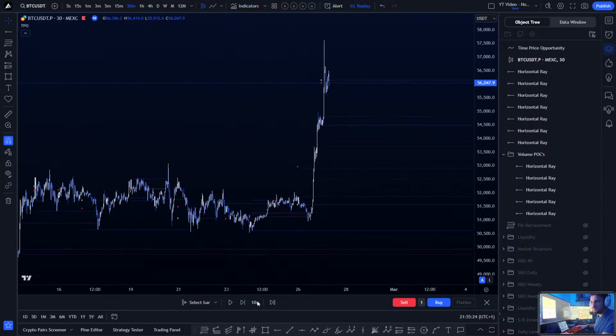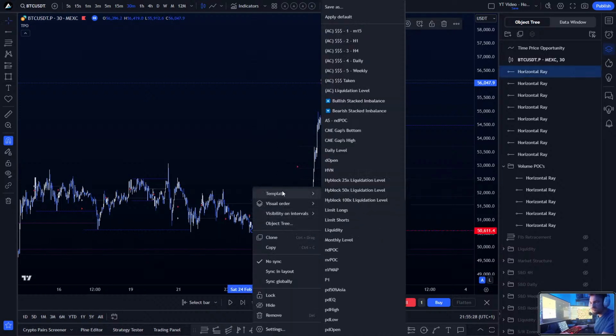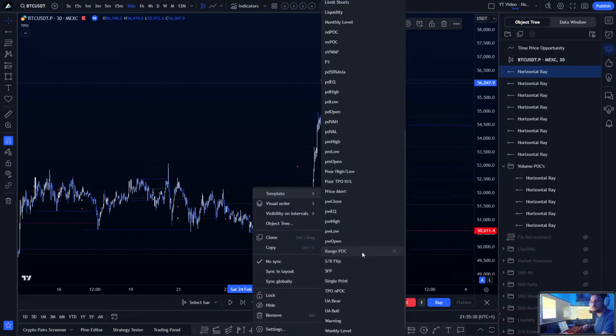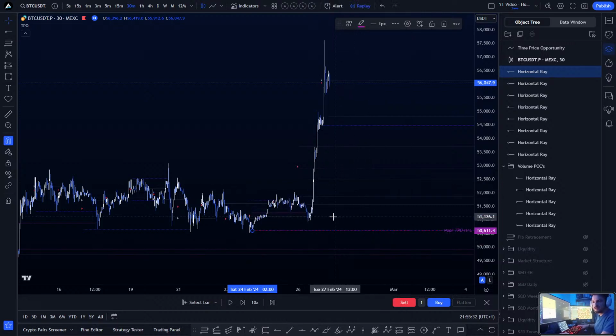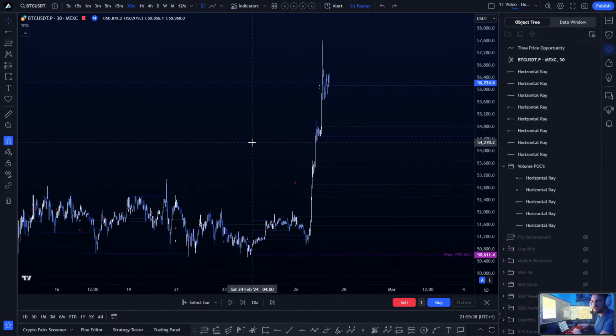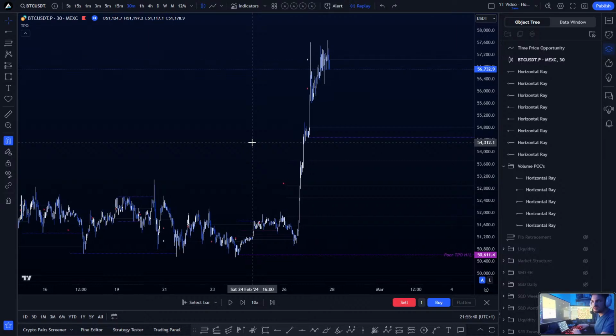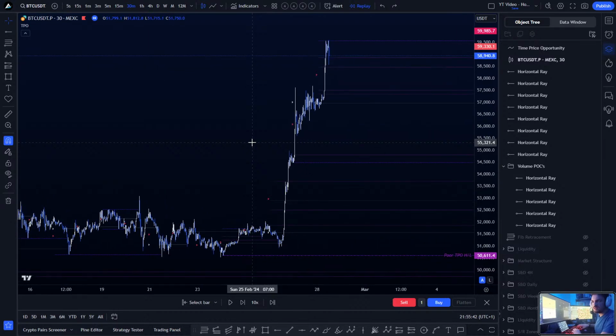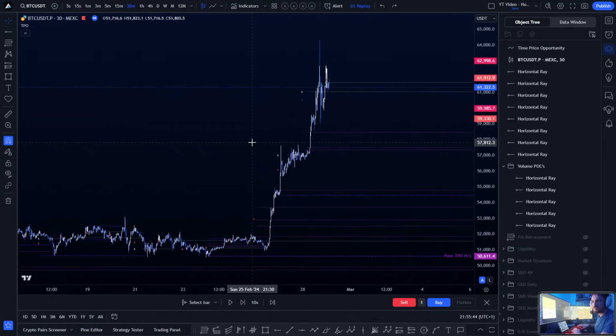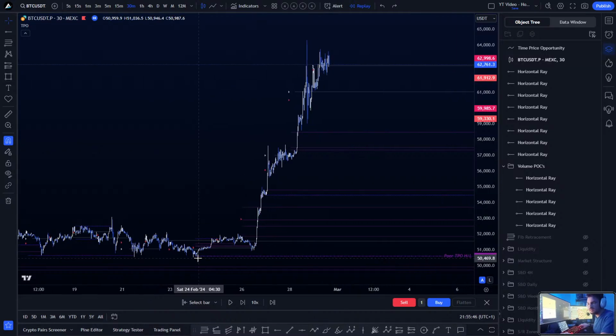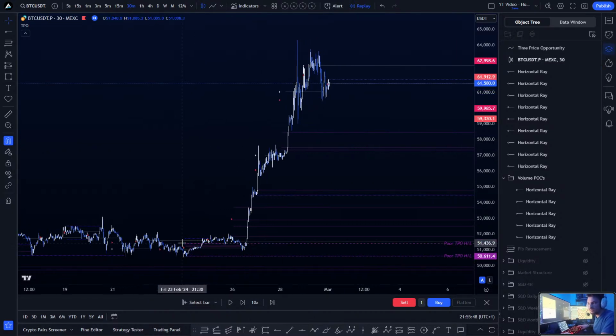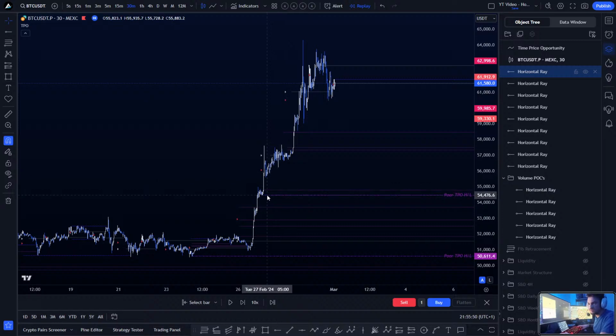A lot of single prints. Oh, this is bad news if we come here. This is a poor TPO low. And did it end like that? Did that day end like that? Let me check. Oh, it did. So we have two poor TPO lows. One down there, one over there.